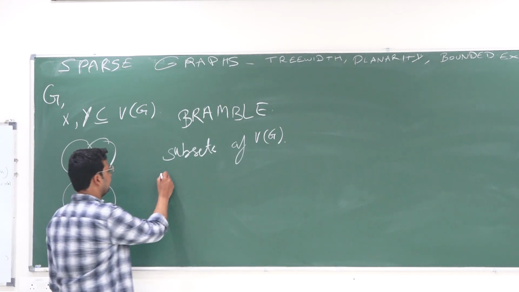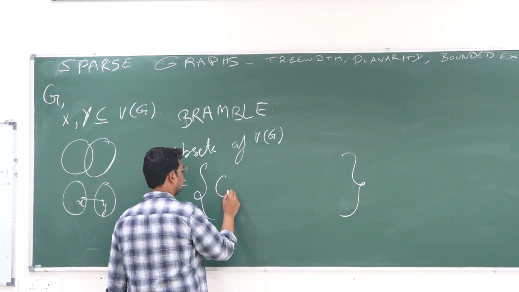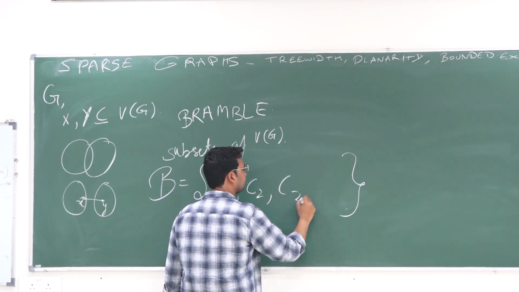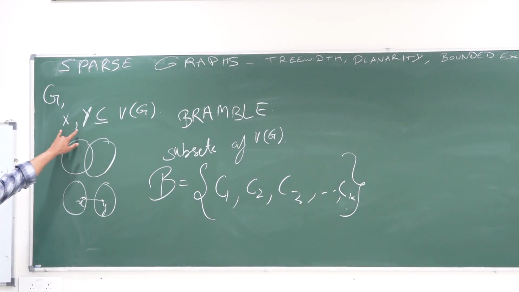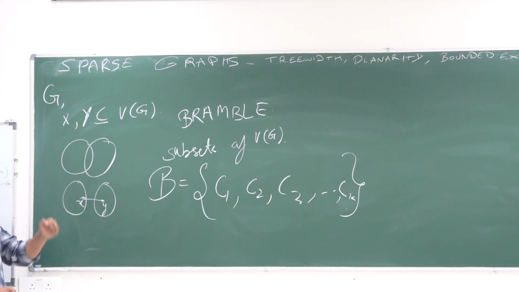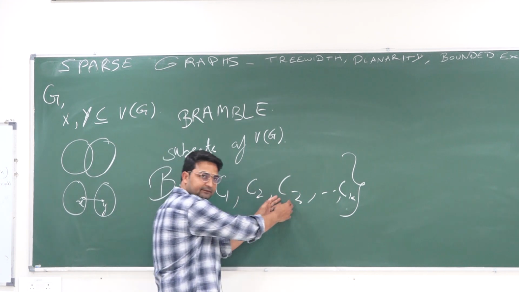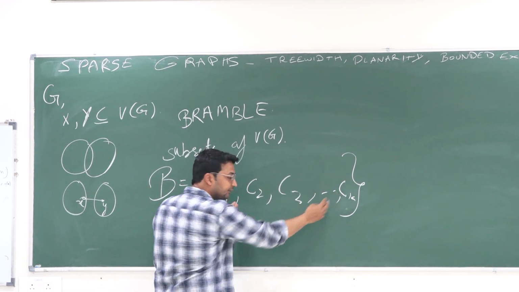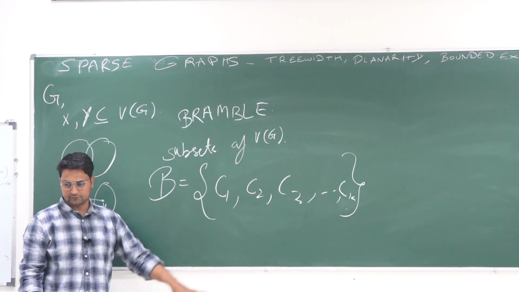So, let's say that I have a bramble B. It will be a collection of subsets. Touch means two subsets touch each other if either they intersect or they have an edge with one endpoint in each of these two components. Okay. So a bramble is a collection of connected sets which pairwise touch each other. And okay, so this is a bramble.